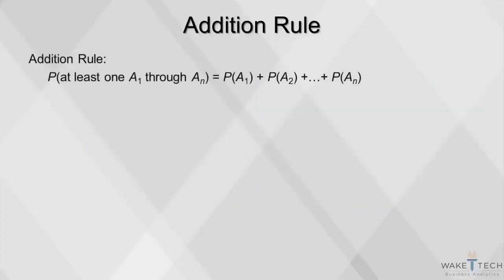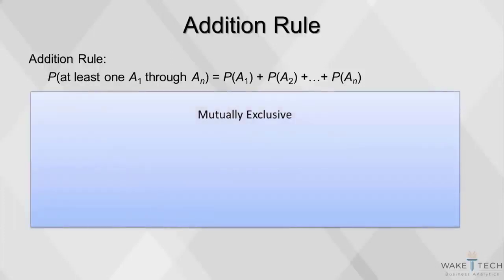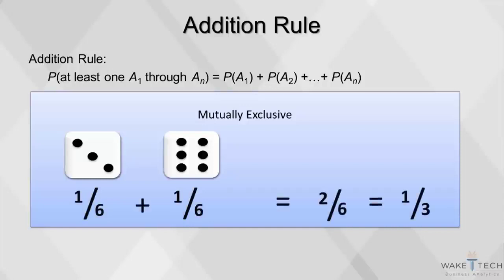The addition rule of probability involves the probability that at least one of the events will occur. Events are exhaustive if they exhaust all possibilities. One of the events must occur. For example, when we roll a 6-sided die, we will always end up with a number between 1 and 6. We say that events are mutually exclusive if at most one of them can occur. For example, you can't roll a 3 and a 6 on one die at the same time. If you have two mutually exclusive events, like our 3 and 6, then the probability of either one occurring is the sum of the two separate probabilities.